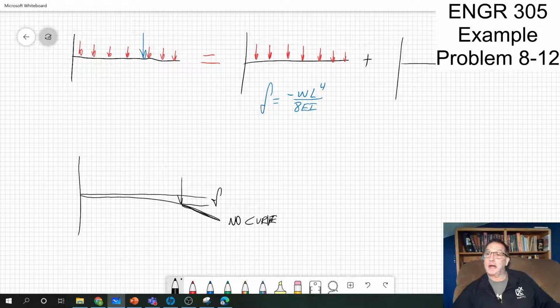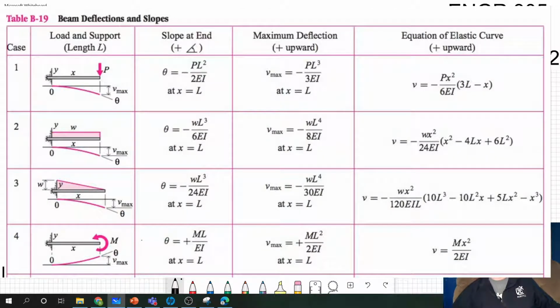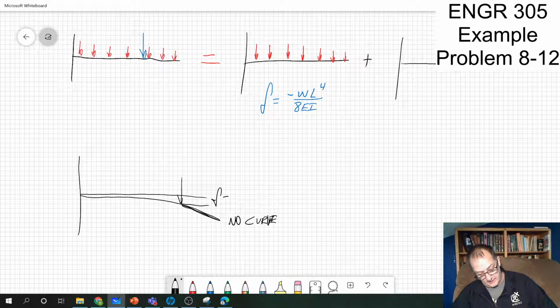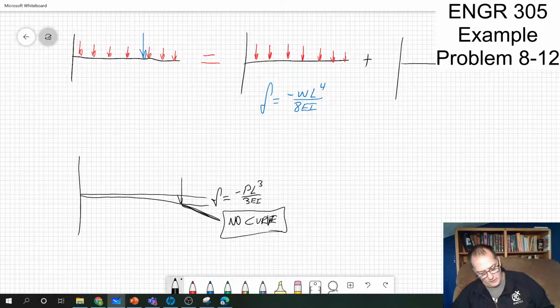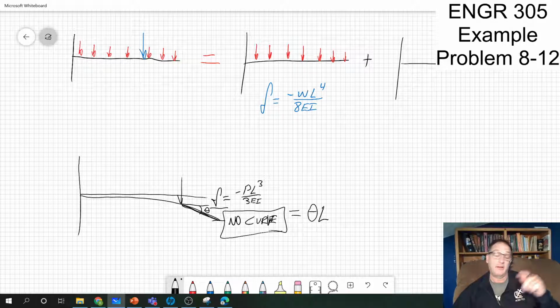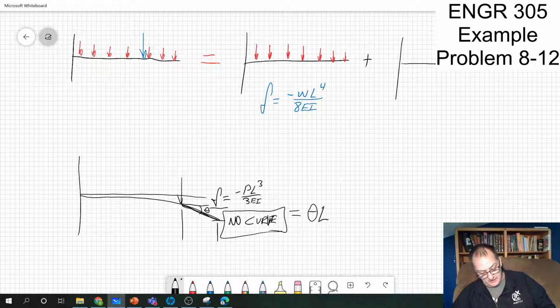And for that delta, I can go back to my equations. You'll see it in the middle. The maximum deflection is minus PL cubed over 3EI. It's downward, so that's why it's negative. And then for the part where there's no curve, whatever the angle theta is here, this height, that deflection, is equal to theta times L. Now, I'm using L interchangeably, because this L is that L, and this L is that L.